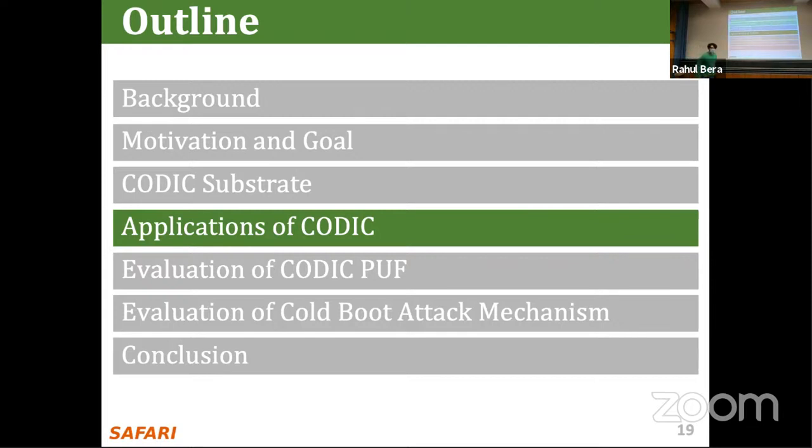Yeah, that's a good question. Actually, we evaluate our CODIC-sig under different temperatures, and we observe that the PUF responses are very stable with different temperatures. So in this sense, our PUF is more reliable than other approaches that have more variation when you change the temperature, basically. Yeah, we tested it, and we observe that it remains pretty stable. There are some differences, but the responses are very similar across different temperatures.